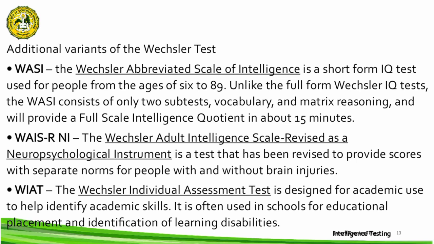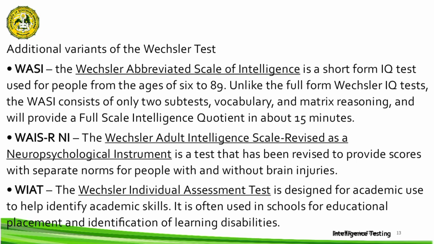It is a short form IQ test used for people from the ages of 6 to 89. Unlike the full form Wechsler IQ test, the WASI consists of only two subtests, vocabulary and the matrix reasoning, and will provide a full-scale intelligence quotient in about 15 minutes. So 15 minutes lang siya, matatapos na yung scale.